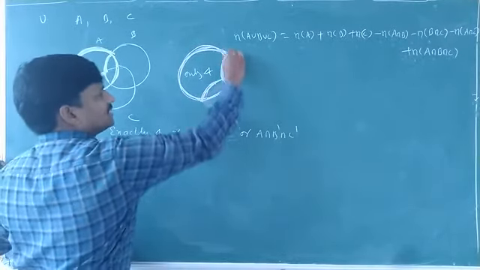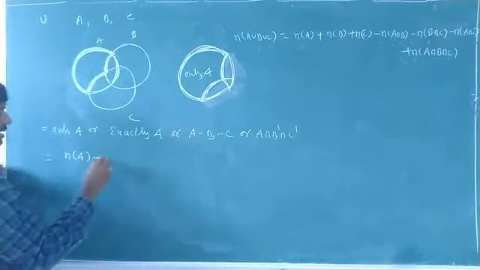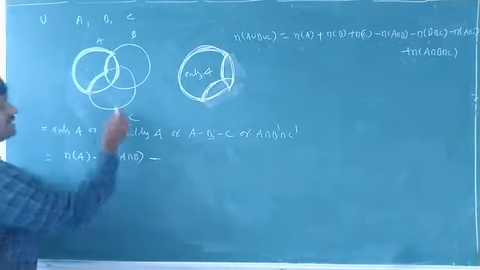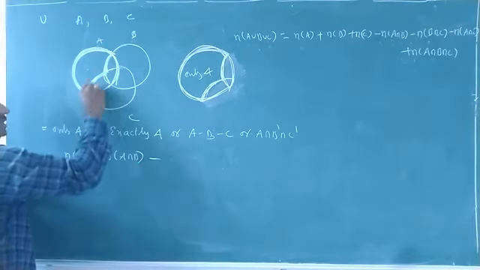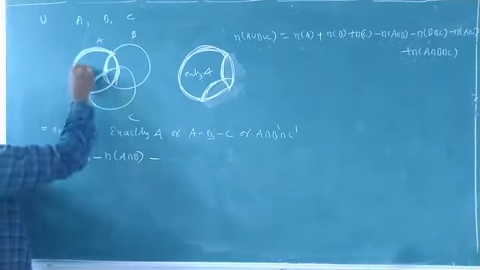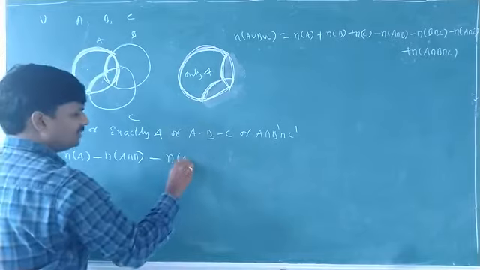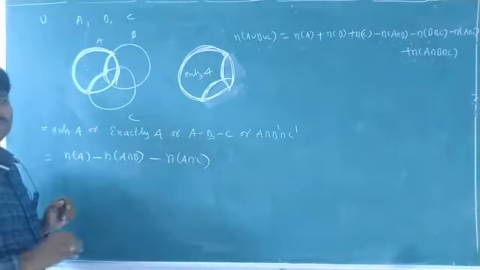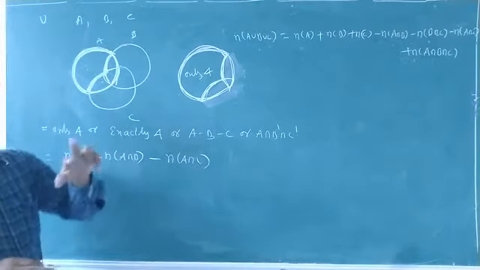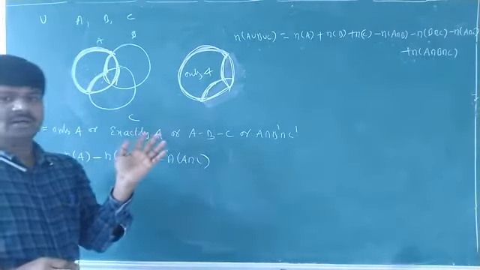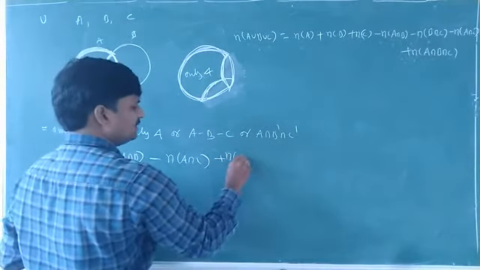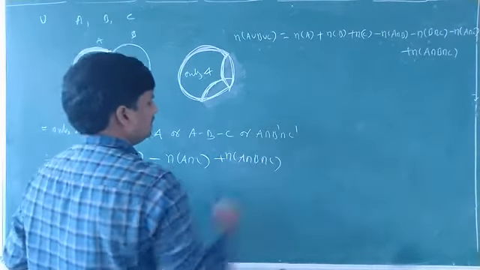What is this intersection part here? This part means number of A intersection B, minus that. This part also we have to subtract. What is it? Minus number of A intersection C. But here this part I subtracted 2 times. You cannot remove 2 times. You should remove only 1 time. So plus number of A intersection B intersection C.